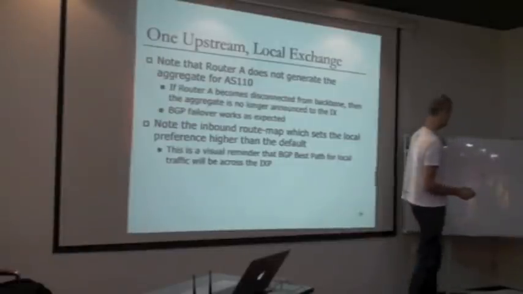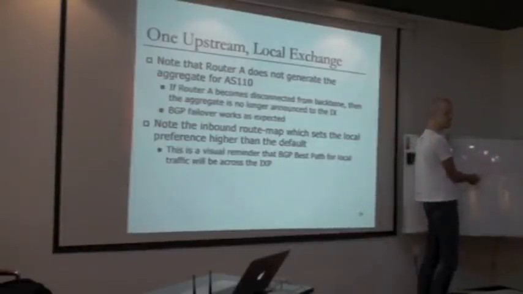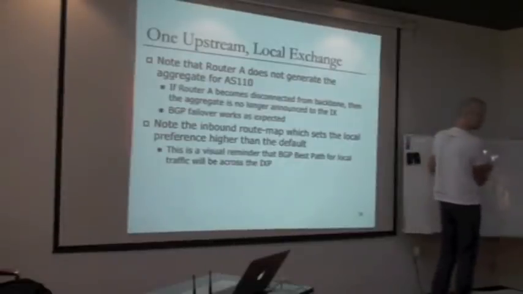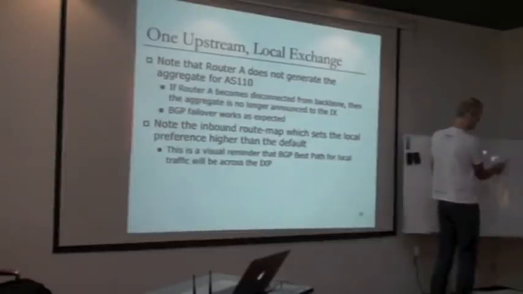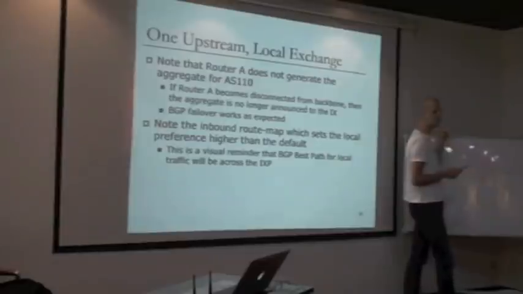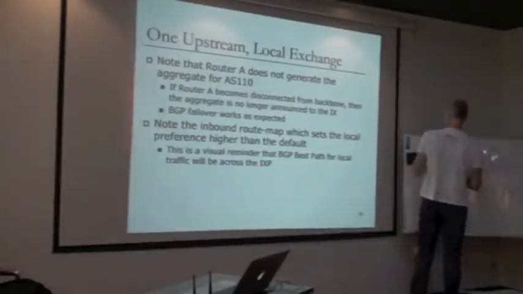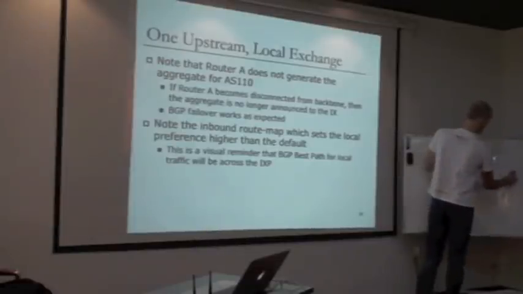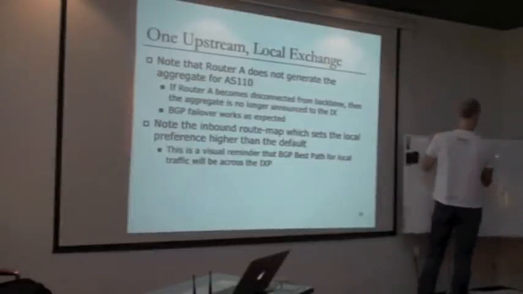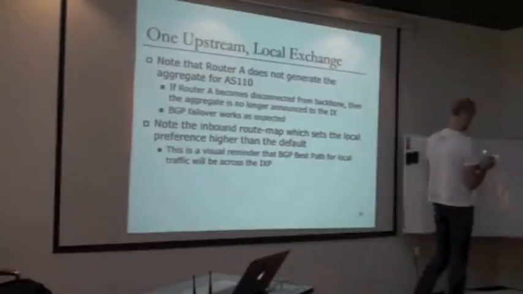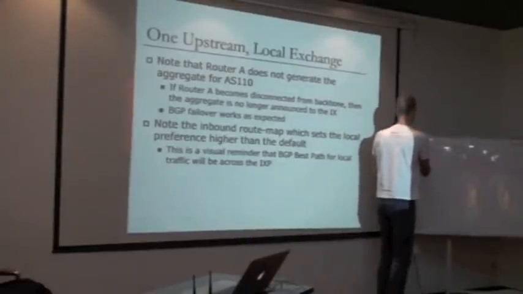That gets dropped into the null interface. So if you originate your aggregate here, and the link breaks, you end up cutting yourself off from your local peers. So you don't generate the aggregate here. So if we don't do that, then if this link breaks, the return traffic will simply go back like that, as it should do. Okay, so that's very important.